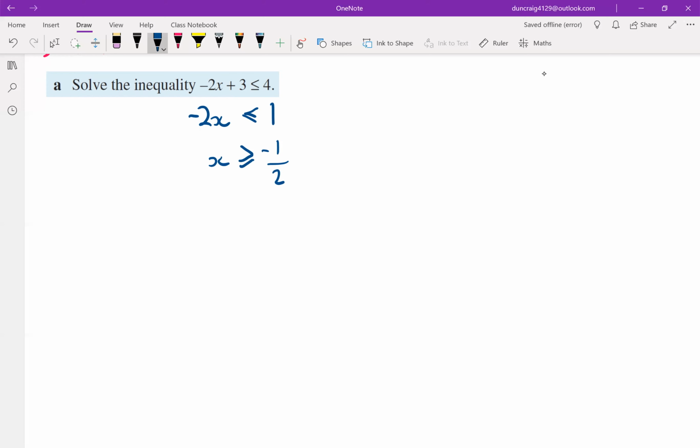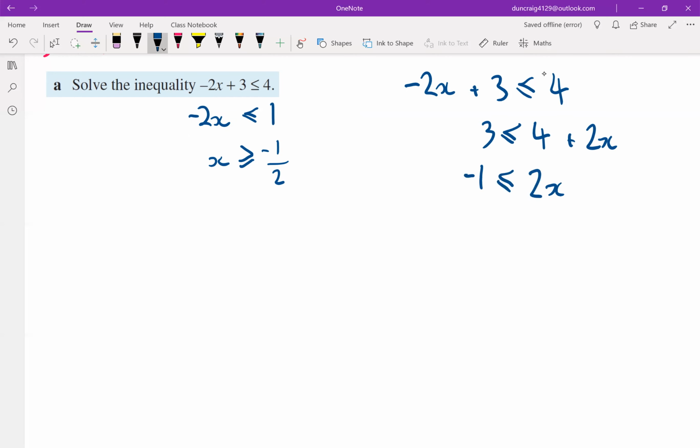Okay. Now I'll do it a different way. So if I was to say -2x plus 3 is less than or equal to 4, what I'm going to do this way is I'm going to put the 2x on the other side. So I'm going to add 2x to both sides. So if I do that, I'm going to have 3 is less than or equal to 4 plus 2x. Now, when you add and subtract negatives from both sides, it doesn't change the sign. It's only multiplying and dividing. So if I was to get rid of the 4 from both sides, I would have -1 is less than or equal to 2x. And then if I was to divide both sides by 2, I'd get negative half is less than or equal to x.